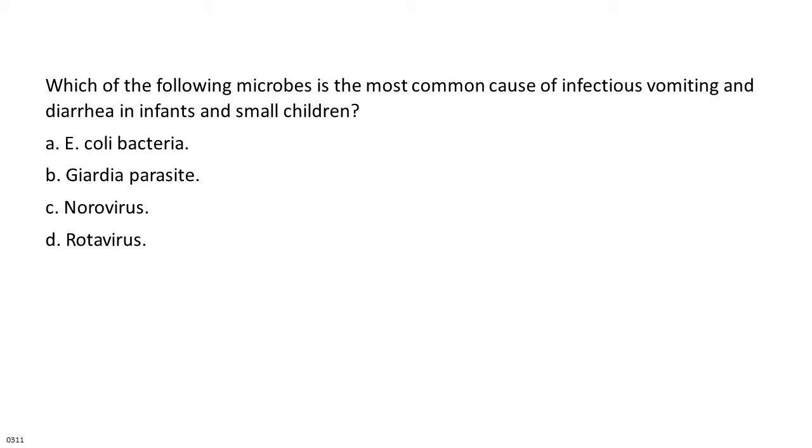Which of the following microbes is the most common cause of infectious vomiting and diarrhea in infants and small children? A. E. coli bacteria. B. Giardia parasite. C. Norovirus. D. Rotavirus.